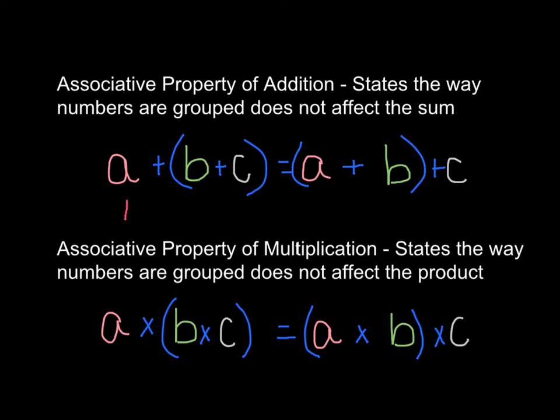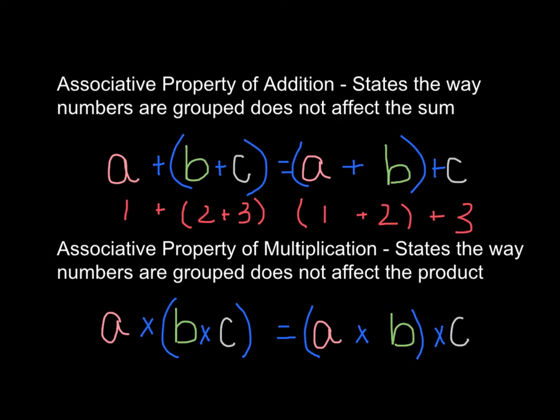If I have 1 plus 2 plus 3, in this case I would do 2 plus 3 first, which is 5, plus my 1, that gives me 6. I'm going to do the same thing over here. 1 plus 2 is 3, plus 3 is also 6.